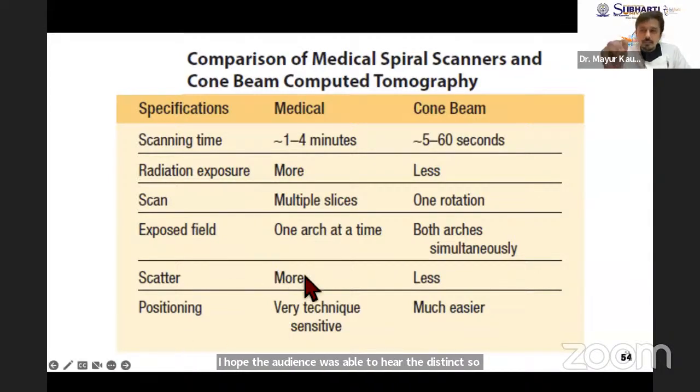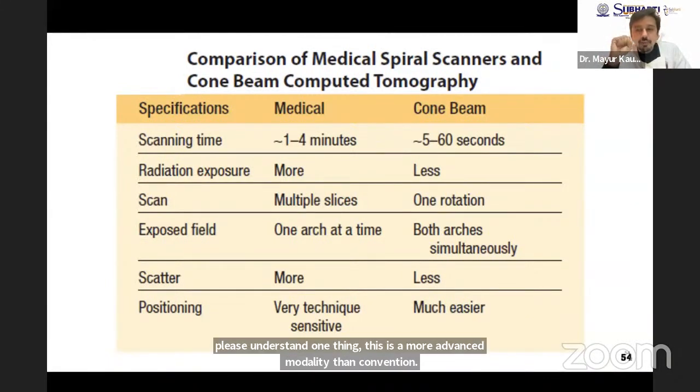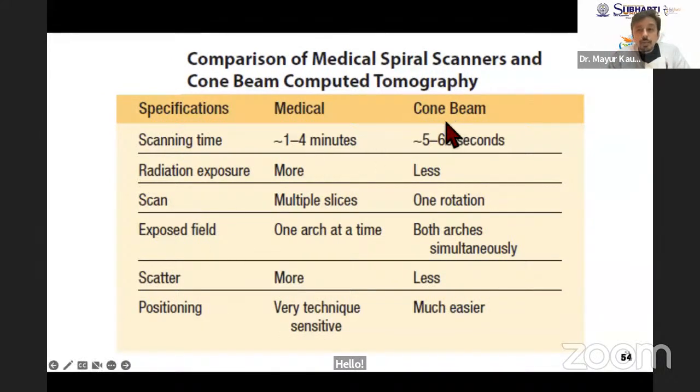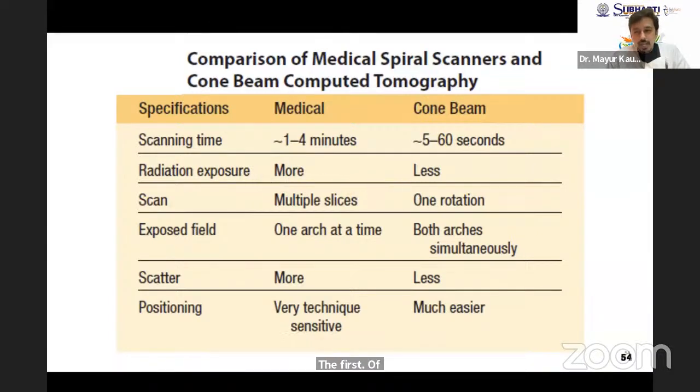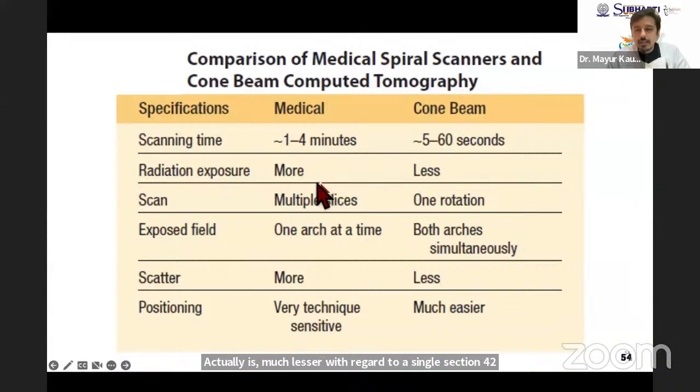So please understand one thing. This is a more advanced modality than conventional CT. And we have five advantages of cone beam over the medical CT which is being used. The first, of course, I have already covered. The radiation exposure actually is much lesser with regard to a single section, 40 to 60 times lesser than conventional CT.